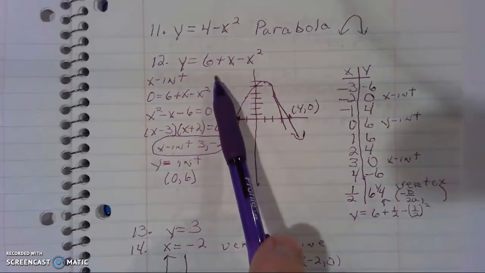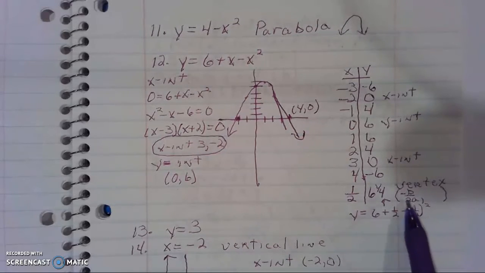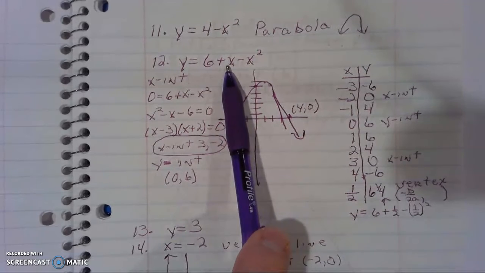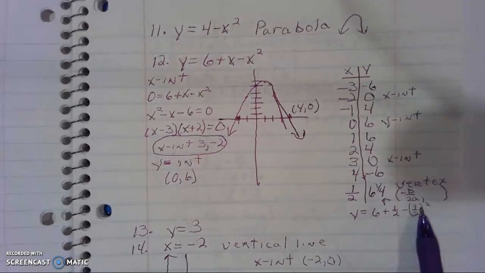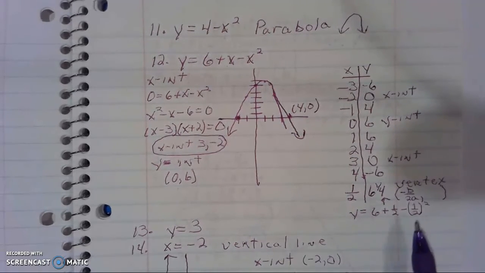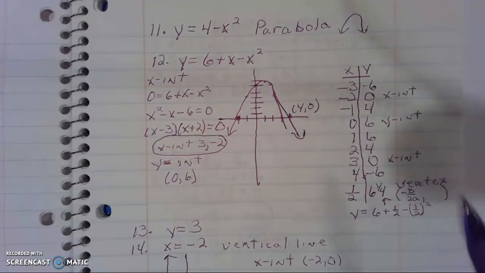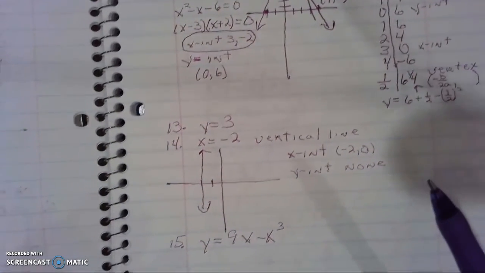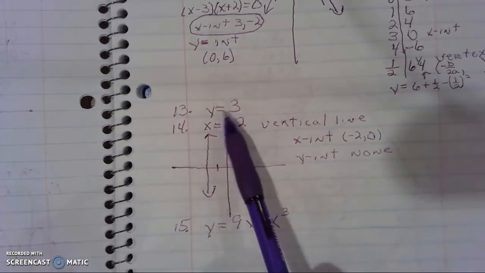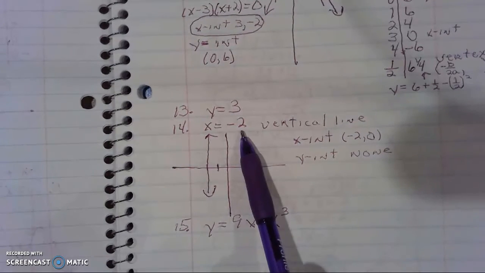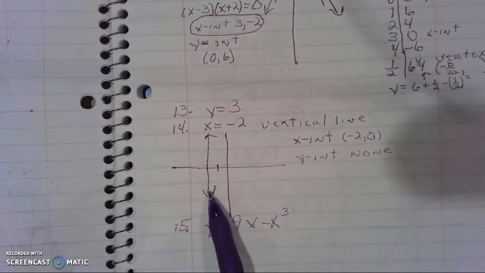Again, your vertex on a parabola is negative b over 2a. Our b is the number in front of the x, 1. 1 over 2 is your x coordinate. Then I put 1 over 2 in here and found it was 6 1/4. Number 13, y equals 3 is just a horizontal line. 14, x equals negative 2 is a vertical line right here.